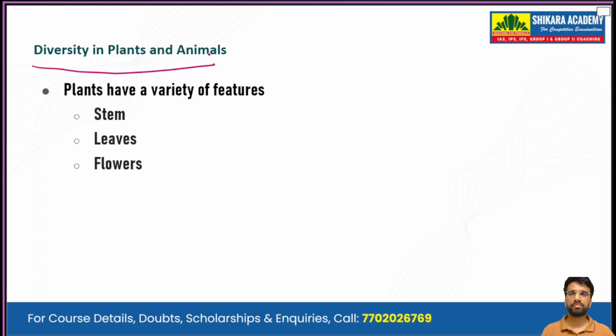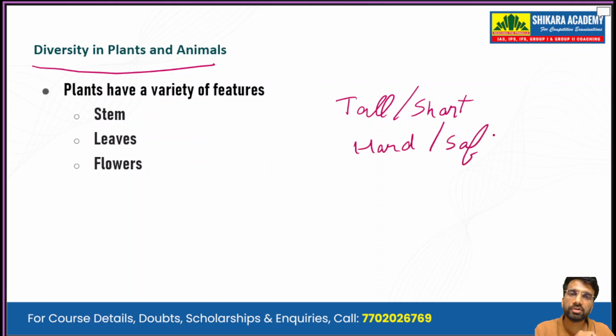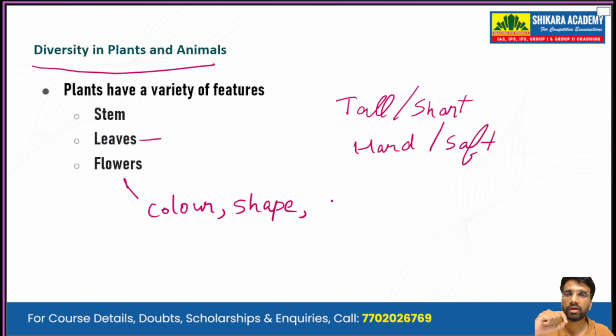Diversity in plants and animals. We see that plants have a variety of features. They have different stems, they have different leaves, they have different flowers. The stems can be tall, short, or they can be hard, or they can be soft. Leaves, on the other hand, differ in shapes and their arrangement on the stem or branches. Flowers vary in color, shape, scent, etc.